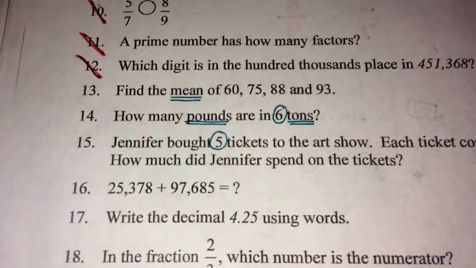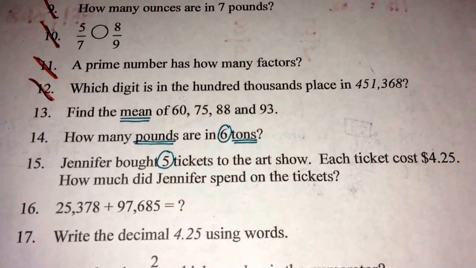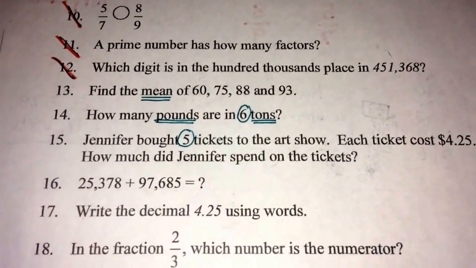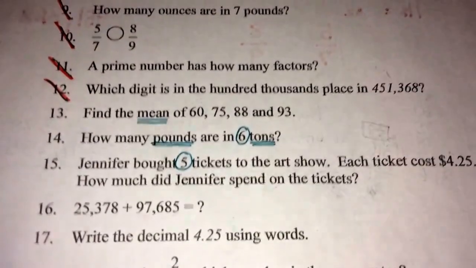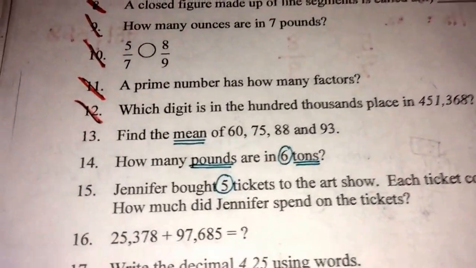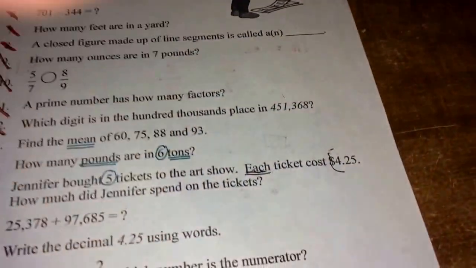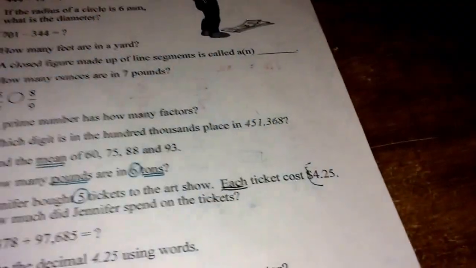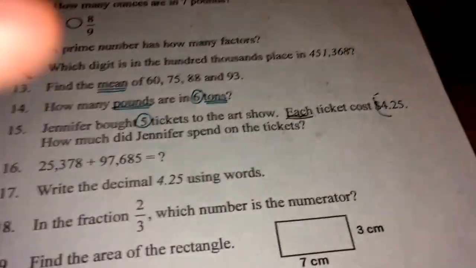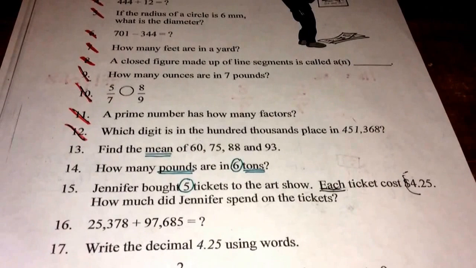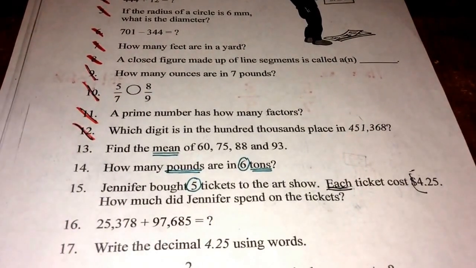All right. Number 15. Jennifer bought 5 tickets to the art show. Each ticket cost $4.25. How much did Jennifer spend on the tickets? I'm going to underline this word each because it is very important, and I'm going to circle this number right here. My paper's kind of wobbling on me. Sorry about that, folks. So you could see that I would have circled $4.25.